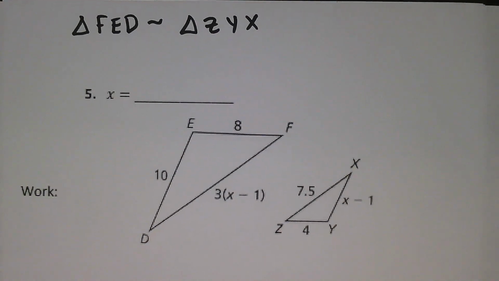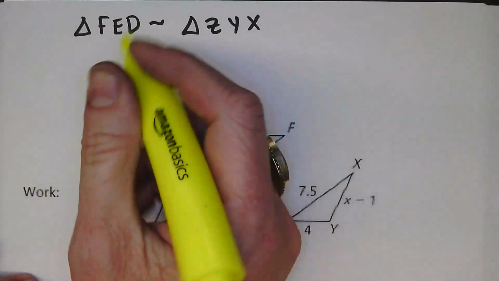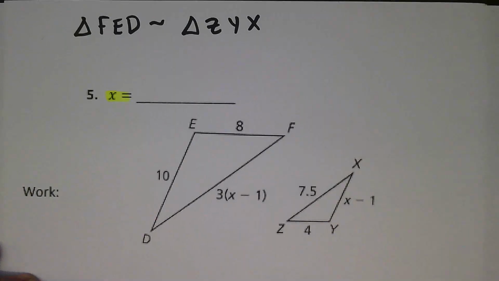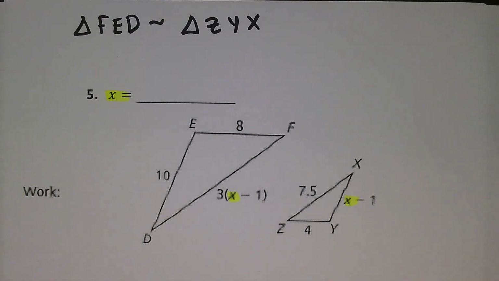We're looking at this problem, which is similar triangles, triangle FED, which is similar to ZYX. We're going to find an unknown value here. So we're looking for the value of X, and we can see it is embedded here in some of these expressions that represent some of the side lengths. So we have the triangles are similar, so we can set up proportions.